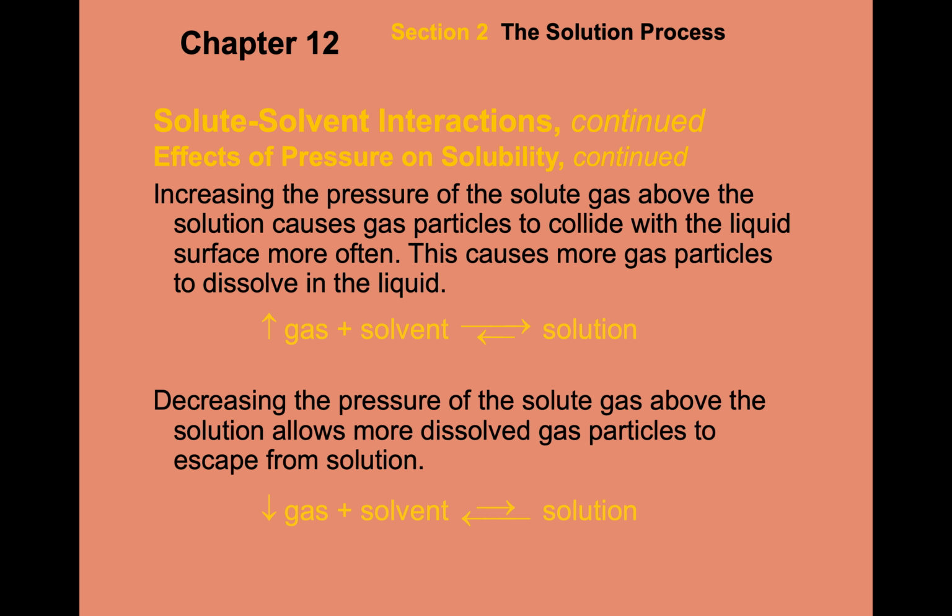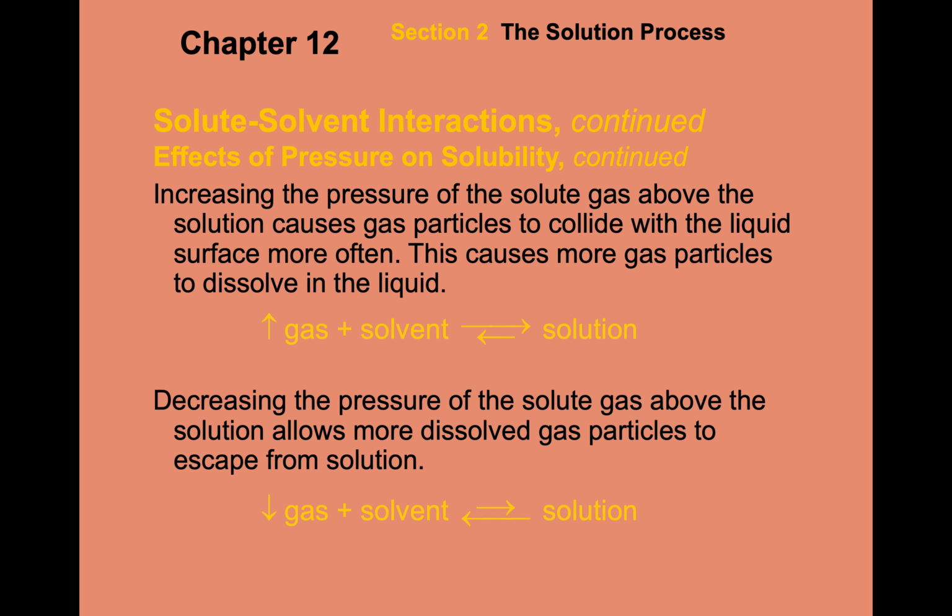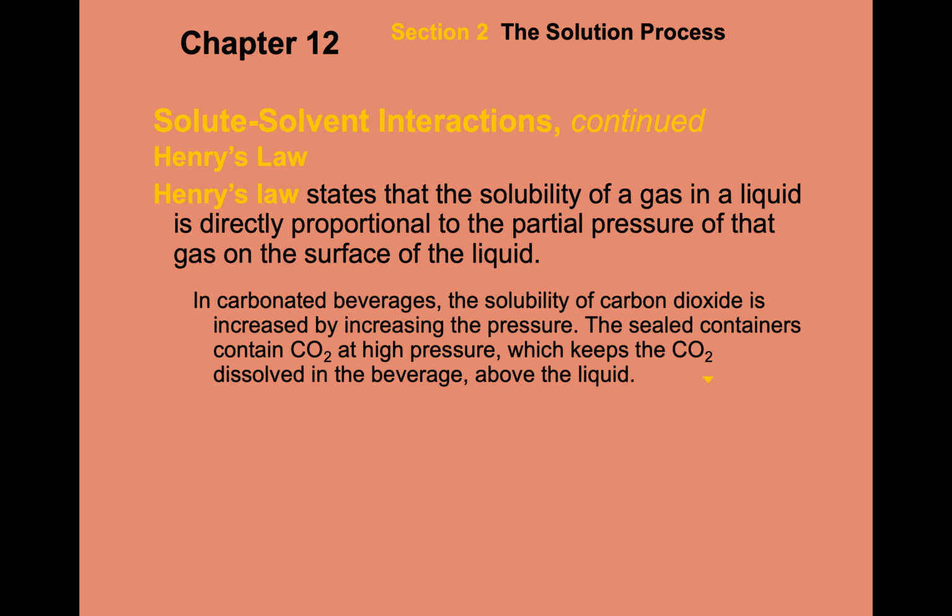For instance, if we increase the pressure of the solute gas above the solution itself, our gas particles are going to have to collide with the liquid more often, and this means more gas is going to dissolve in the liquid. So we've increased the solubility. Doing the opposite does the opposite. Decreasing the pressure of the solute gas above the solution means that the gas has more space to run around, and more gas particles are going to escape the solution. So we're going to decrease the solubility. So increase pressure, increase solubility; decrease pressure, decrease solubility.